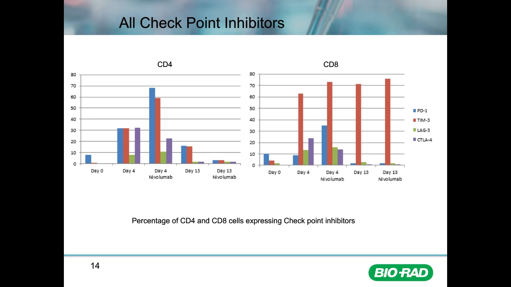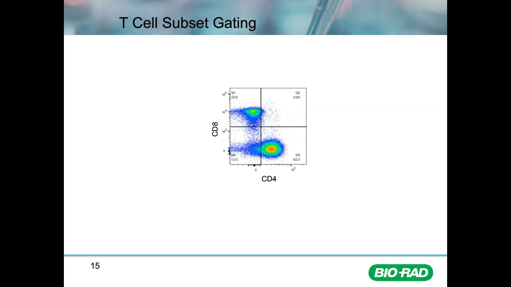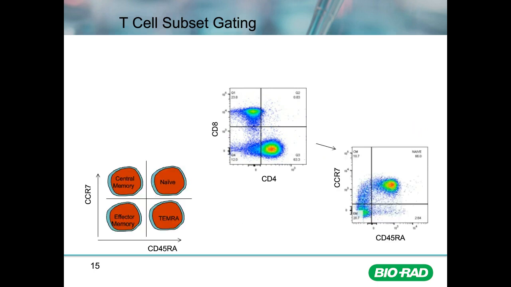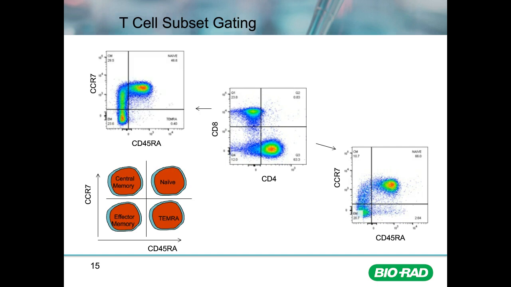To assess how PD-1 inhibition may affect T cell subsets, CD4 T cells and CD8 T cells were analyzed using CD45RA and CCR7. The use of these two markers is able to discriminate naive, central memory, effector memory, and terminally differentiated effector memory cells within each T cell subset.